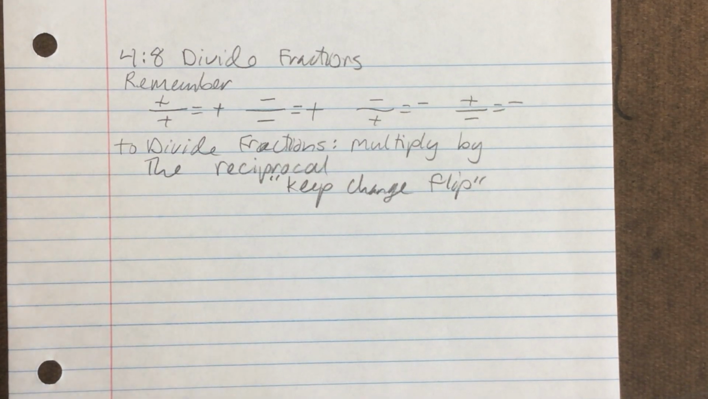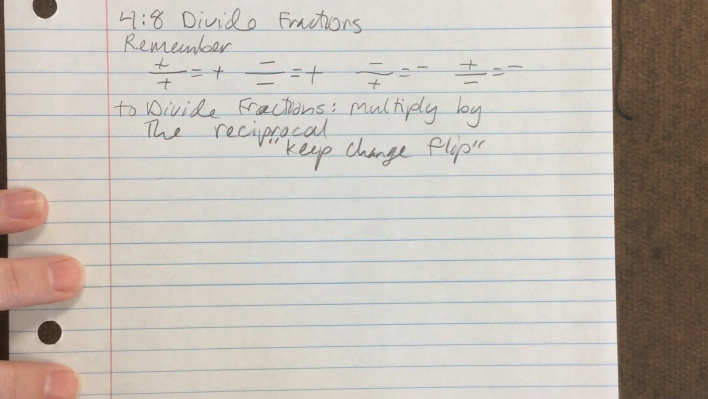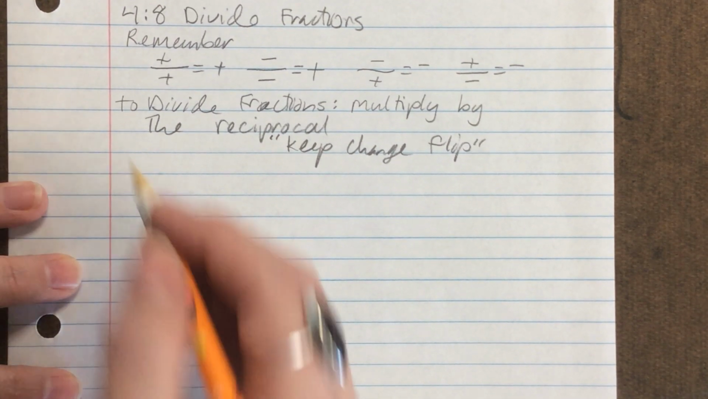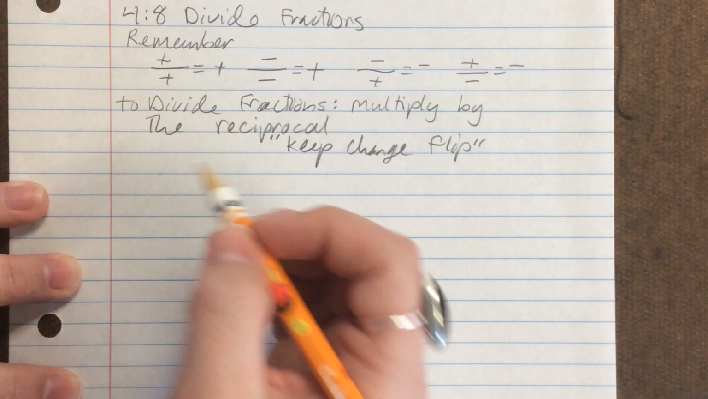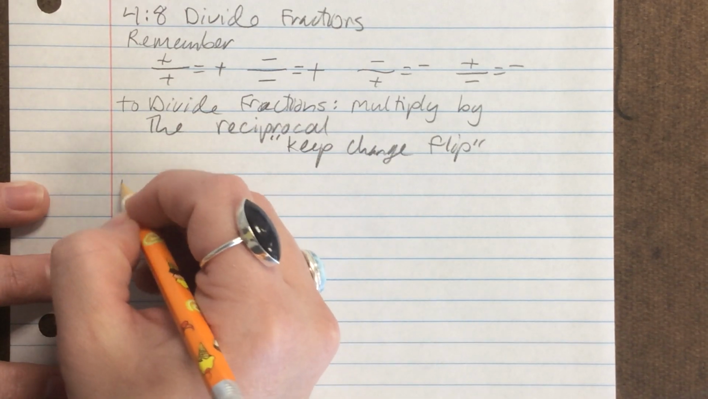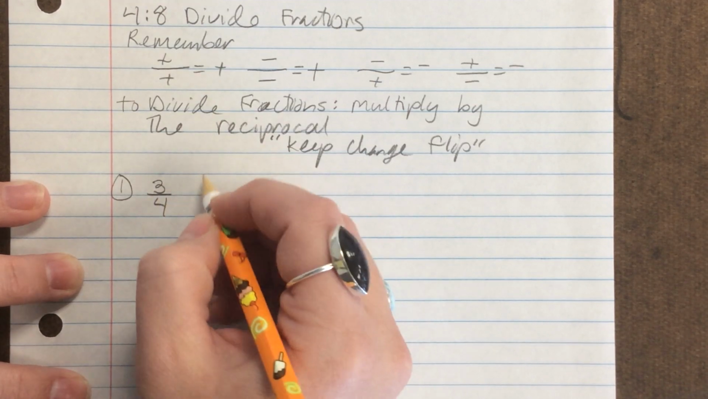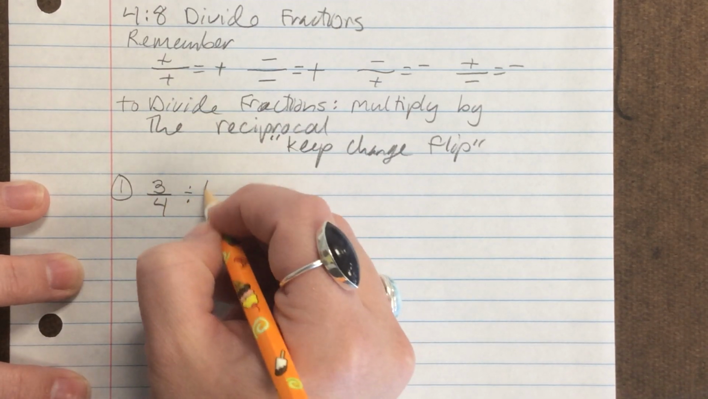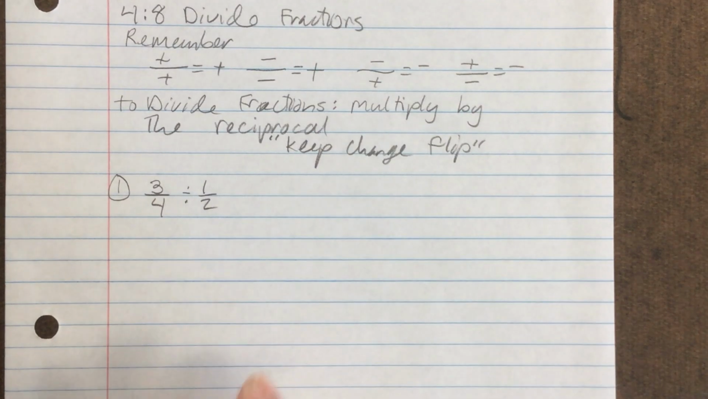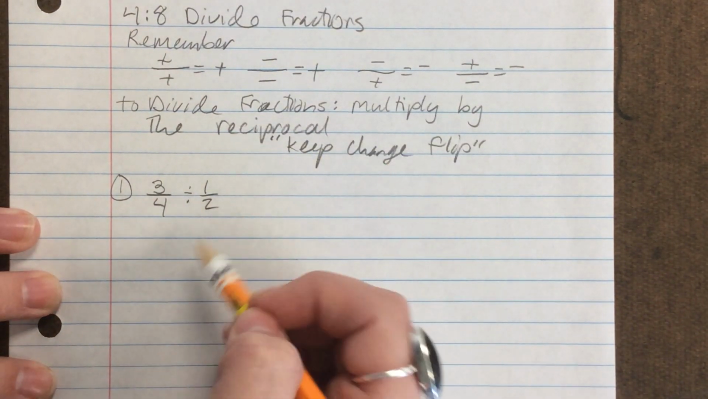And luckily again, we do not have to get common denominators, which just makes my life a lot easier. I don't know about you guys. So let's try a practice problem. Pretty simple. 3/4 divided by 1/2. So keep, change, flip, or multiply by the reciprocal.